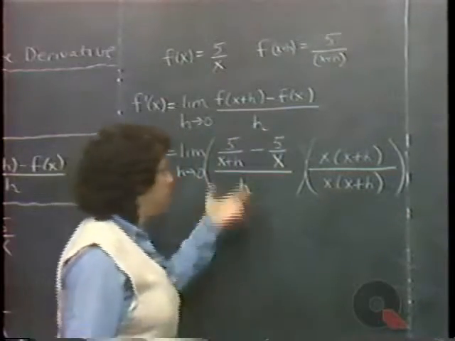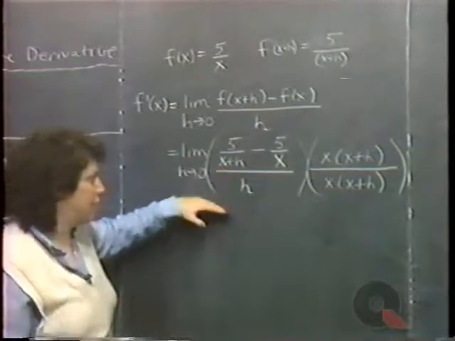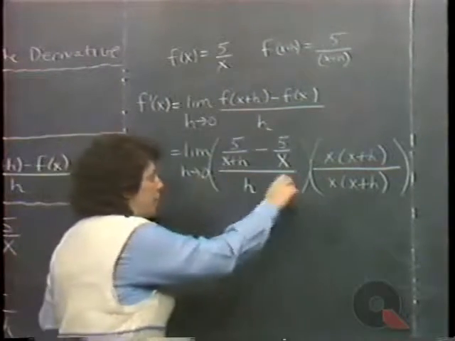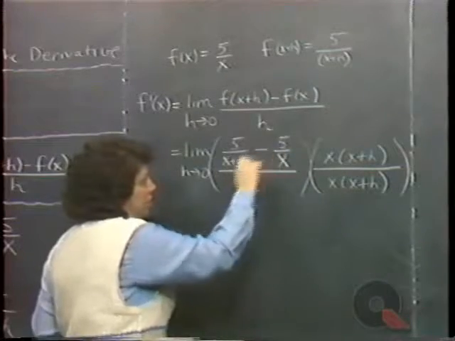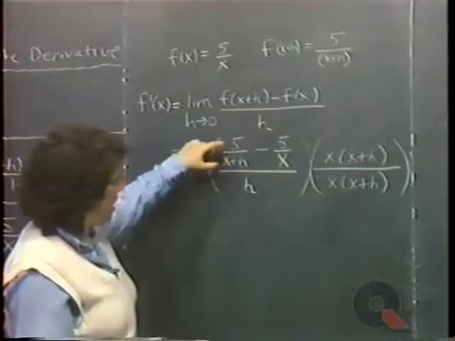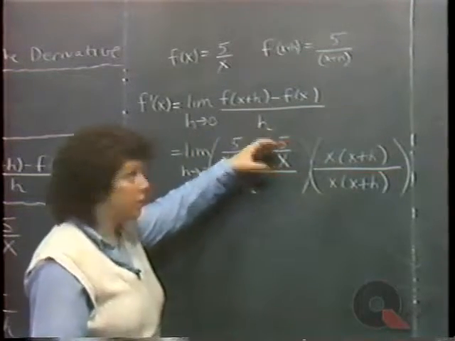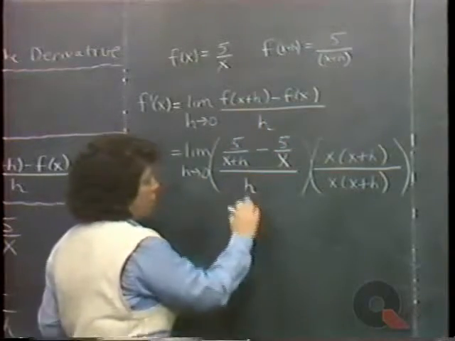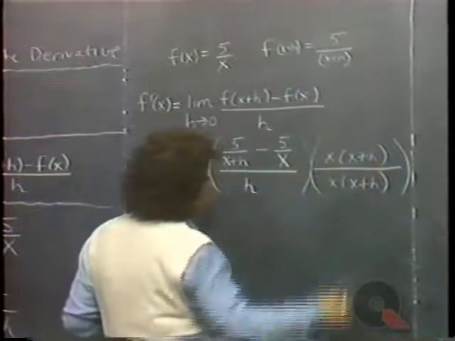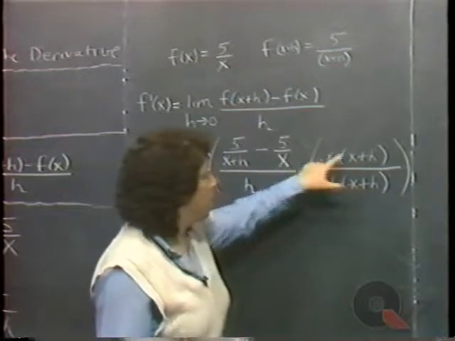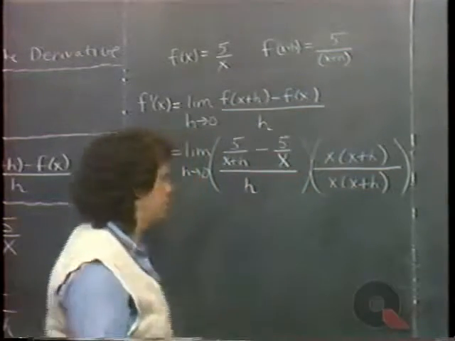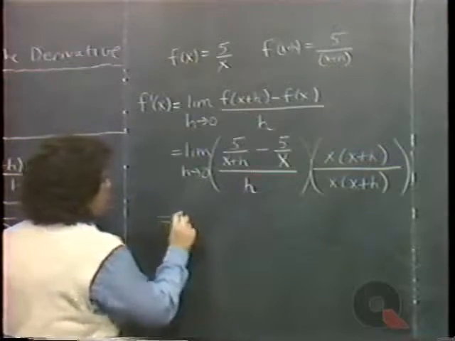This is how we often simplify complex fractions, which is what we have here, a fraction whose numerator or denominator contains fractions themselves. Okay? So we have one fraction minus another, over h. And I have said that one of the simplest ways of handling this is to multiply top and bottom by the product of the denominators. Now let's see what happens.